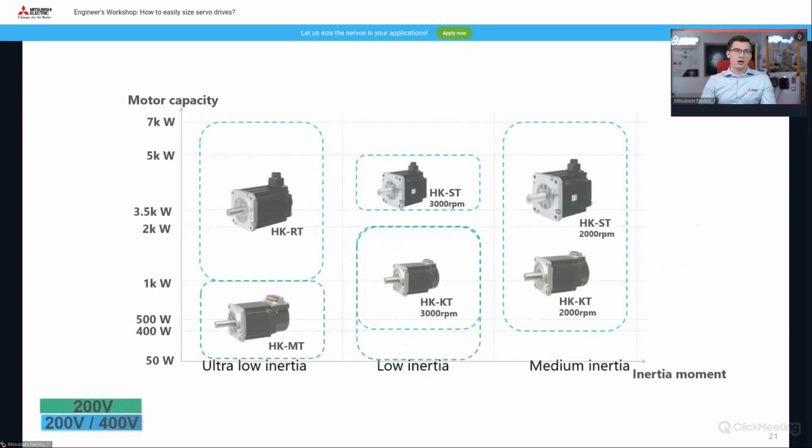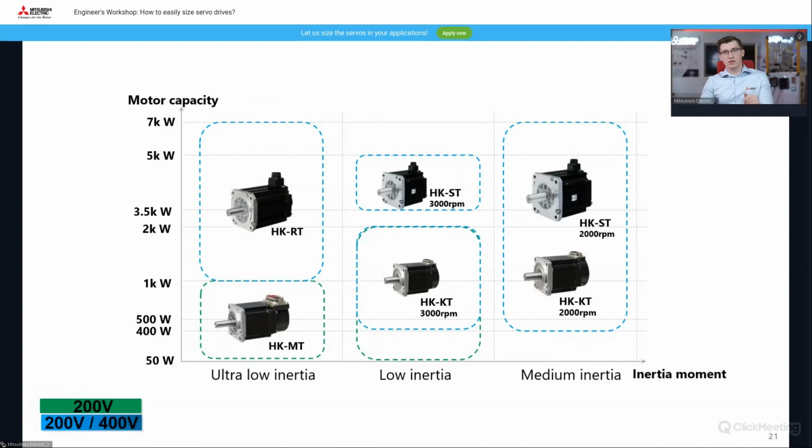So on this slide, you can see these inertia classes and the motors that are in our portfolio and their capacity. From the left, we have ultra low inertia MT, RT motors, low inertia KT and ST motors with 3000 RPM rated speed, and medium inertia, also ST and KT, but 2000 RPM rated speed. It is important to remember that these are the same series, but with different rated speed, because it will be crucial later when we start the sizing. But of course, I will come back to that.